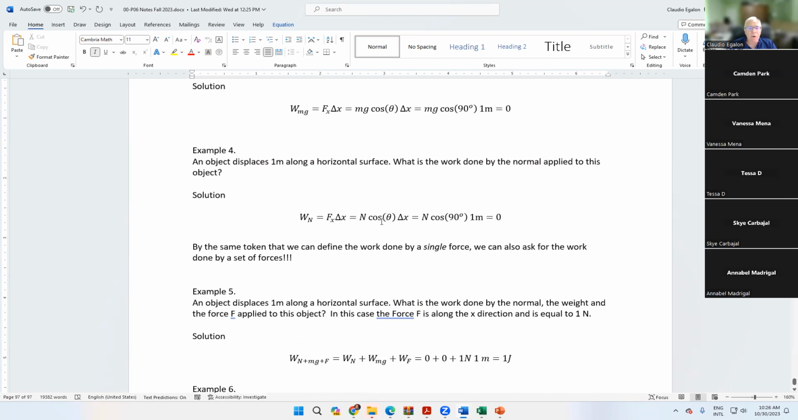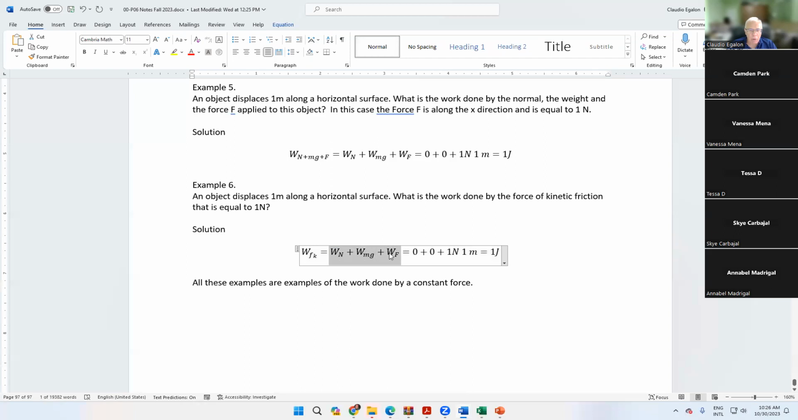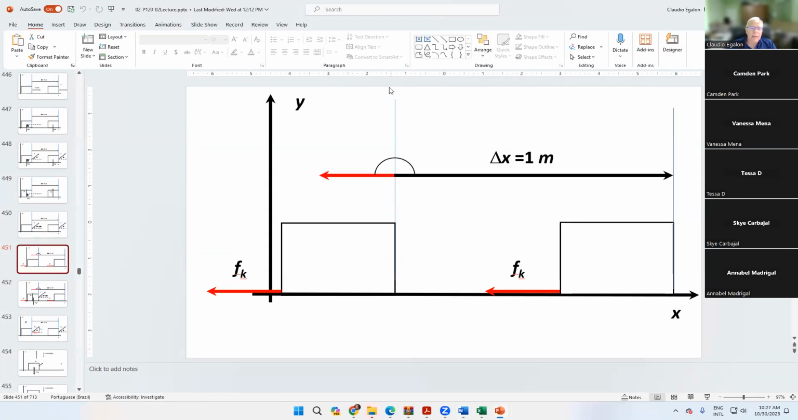Well, just like we did before, it's going to be the force times the cosine of the angle times the displacement. And here it's going to be F sub K. Notice that I used F sub K, I didn't use F sub S. It's not a static friction because the object is displacing, right? Going back to the drawing, the force is to the left, the displacement is to the right.